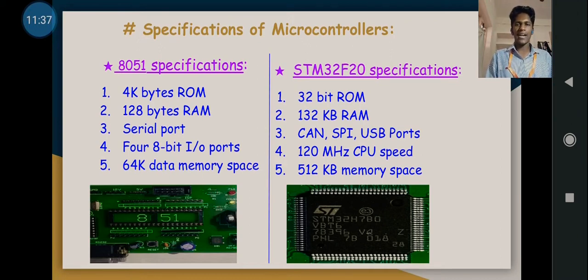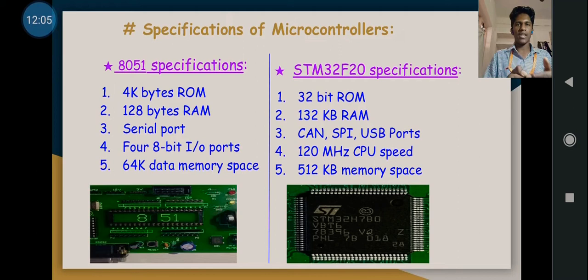Like, 8051 had just a serial port, whereas in STM you can find a USB port and SPI port as well. The data memory space is also very different. 8051 has 64K, whereas STM has 512 kilobyte memory space. So by comparing the specifications of these two microcontrollers, we can come to the conclusion that technology has changed very far.